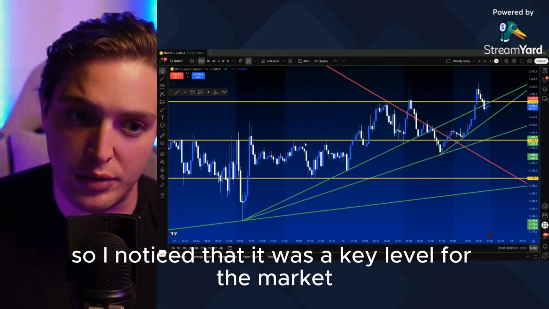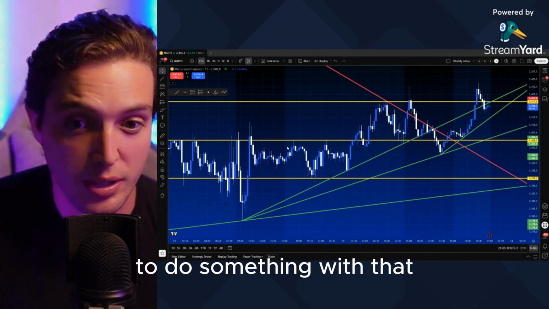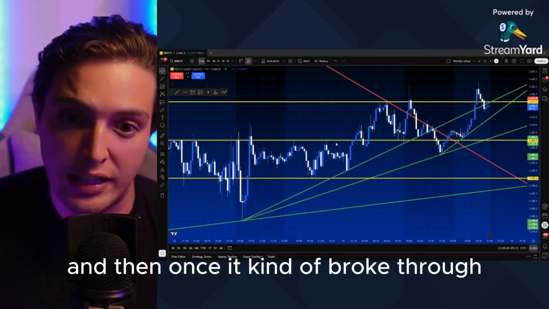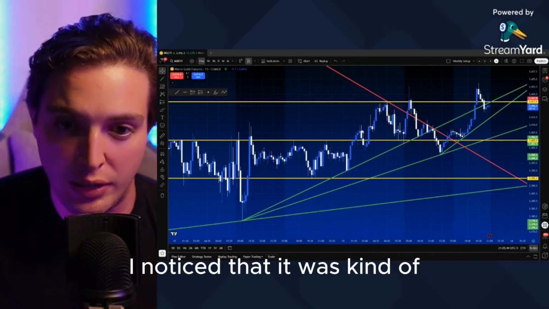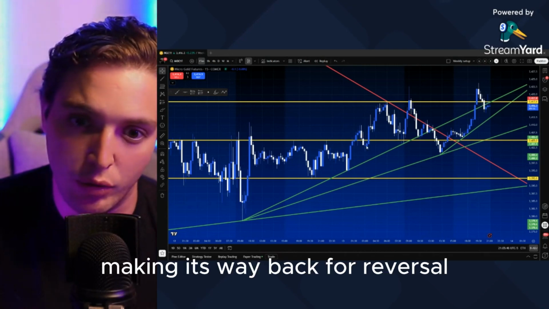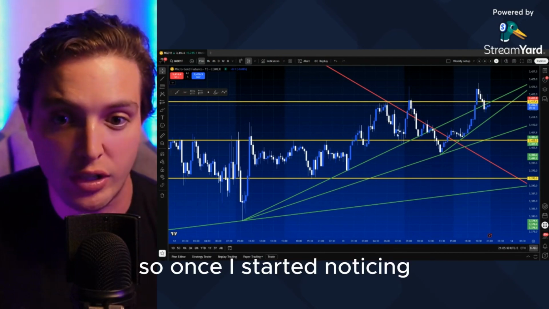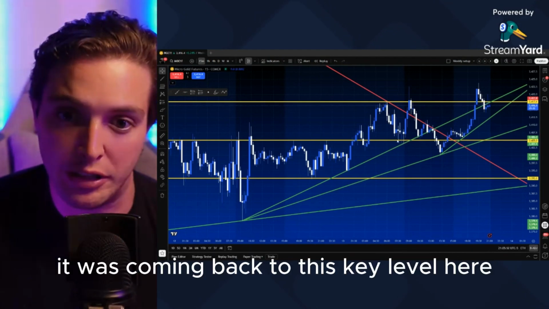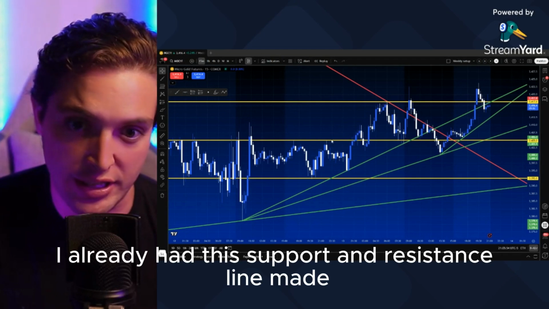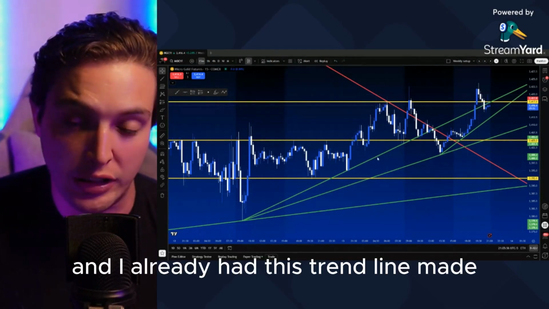So I noticed that it was a key level for the market to do something with. So I was keeping an eye on that. And then once it broke through, I noticed that it was making its way back for a reversal, but then it just reversed right back and went up. So once I started noticing it was coming back to this key level here, I already had this support and resistance line made, and I already had this trend line made.